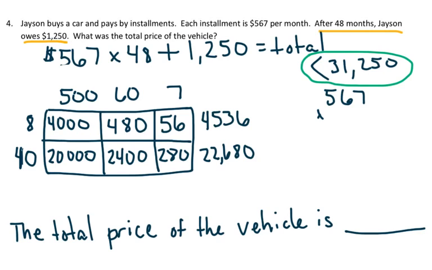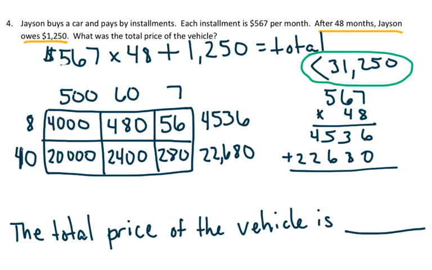When I'm doing this with the standard algorithm, I have 567 times 48. And I can write my partial products down here. Adding those together. Okay, so when I multiply 567 times 48, I have an answer of 27,216. This is where a lot of kids stop. But remember, I have to add the 1,250.